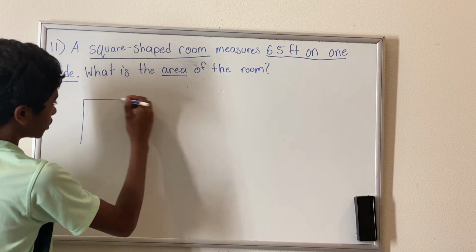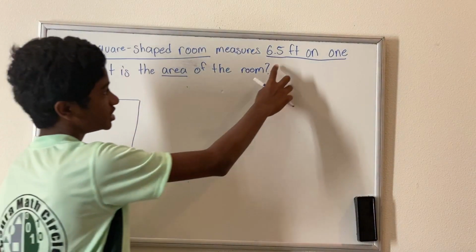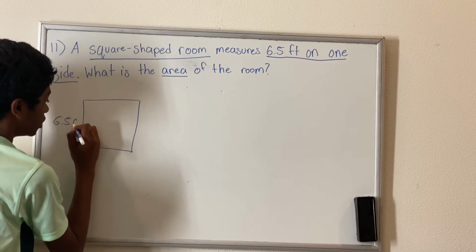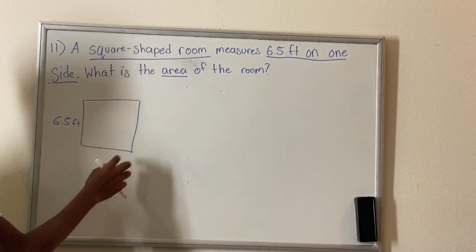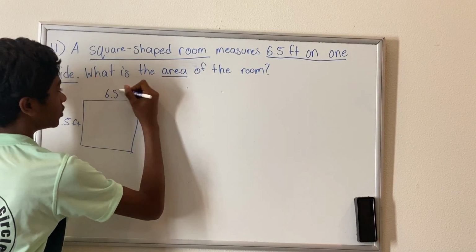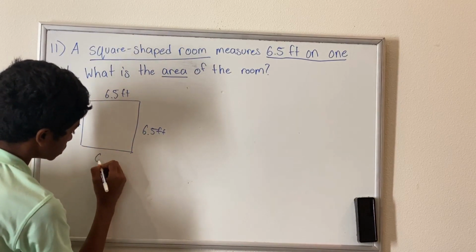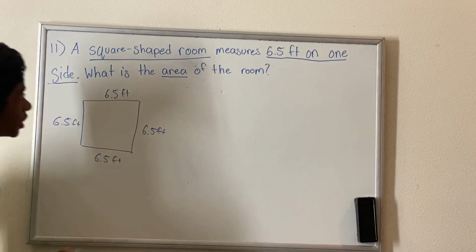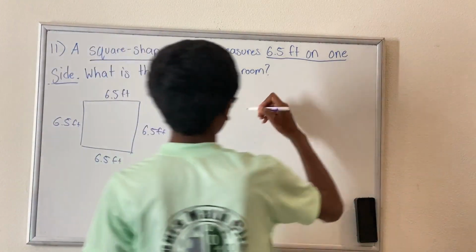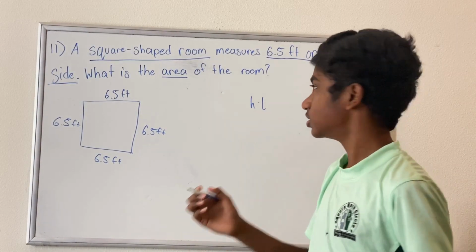Okay. A square has 4 equal sides. And since it says 6.5 feet on one side, so 6.5 feet, we can assume that since it's a square, all sides are equal. So we can say 6.5 feet, 6.5 feet, and 6.5 feet. Okay, so what is the area of the room? So the formula for area is height times length.